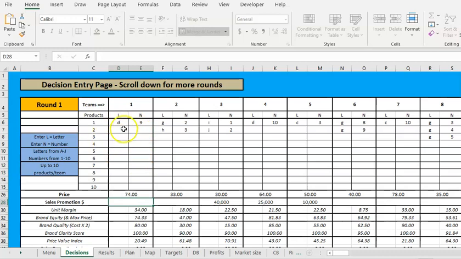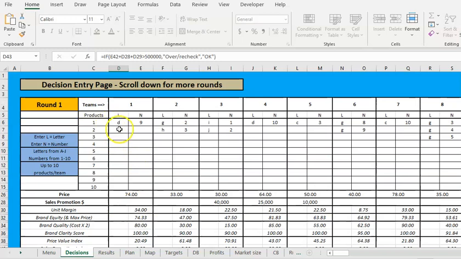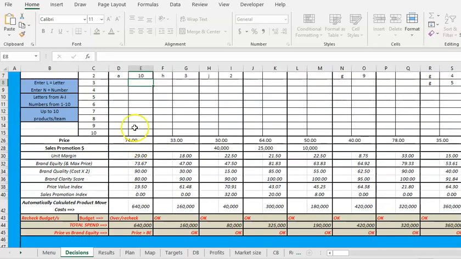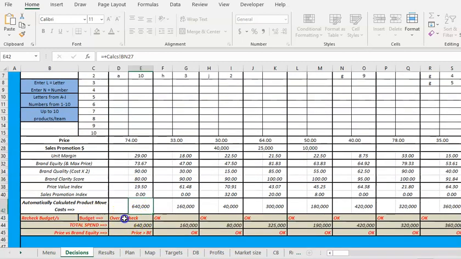How many products do we have? Where are they going to be placed? What's our overall price? What's our overall promotional support? Everything else is calculated for them, and it gives them an okay if the budget's okay. So there are safety nets built in. So let's say I add that product, A10, and suddenly the spreadsheet will say, hang on, that's 640,000. You only have $500,000 to start with. Your budget is over. You need to recheck your decision.